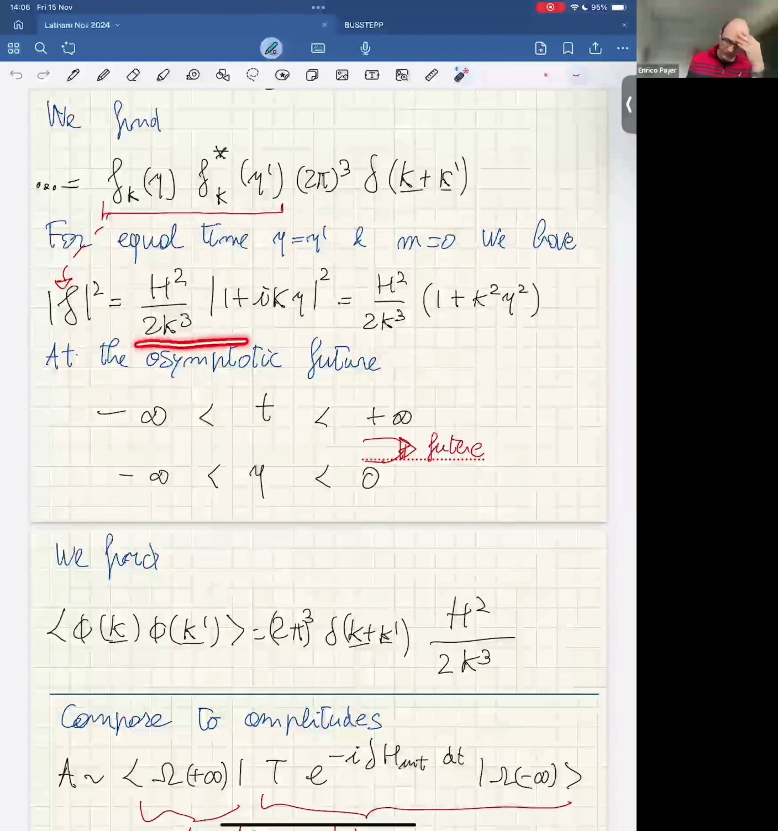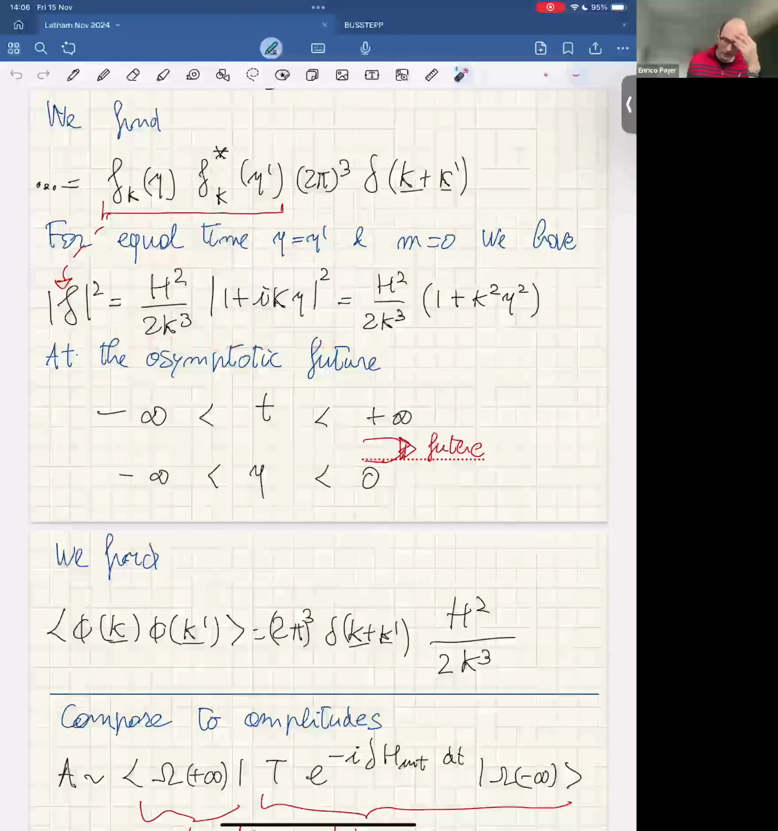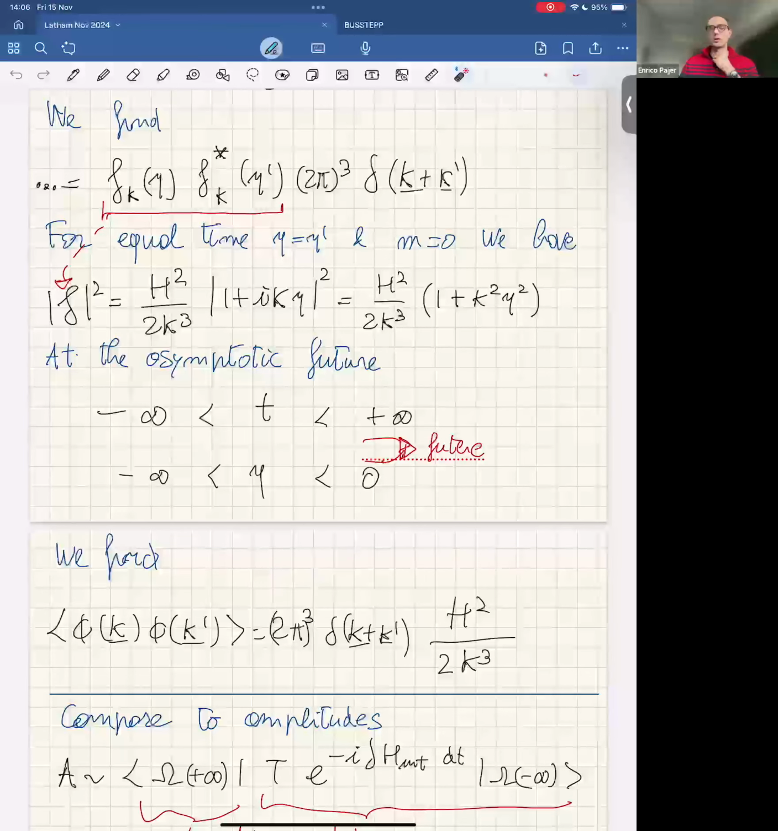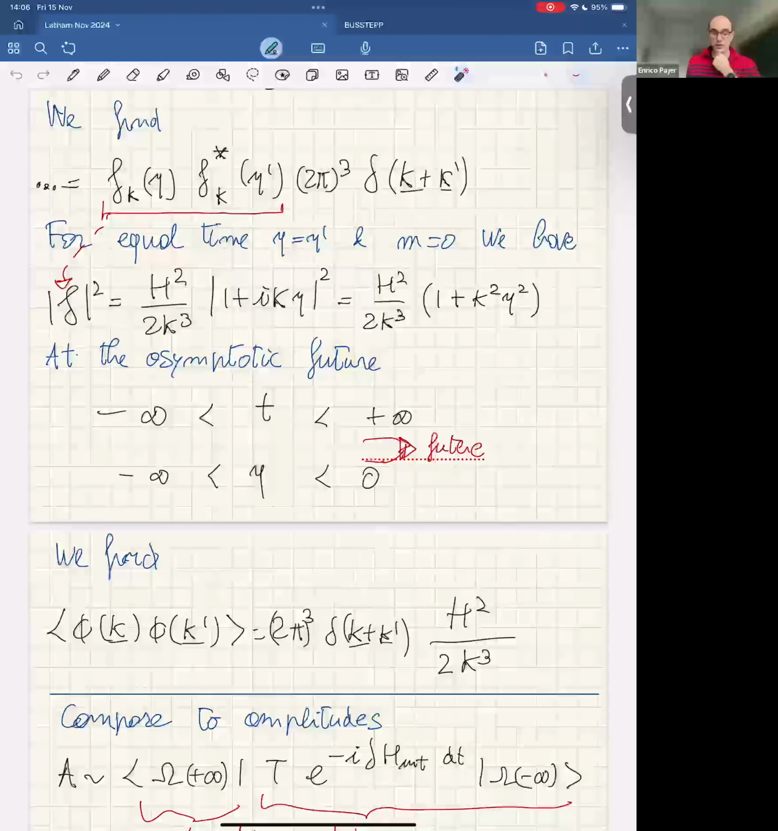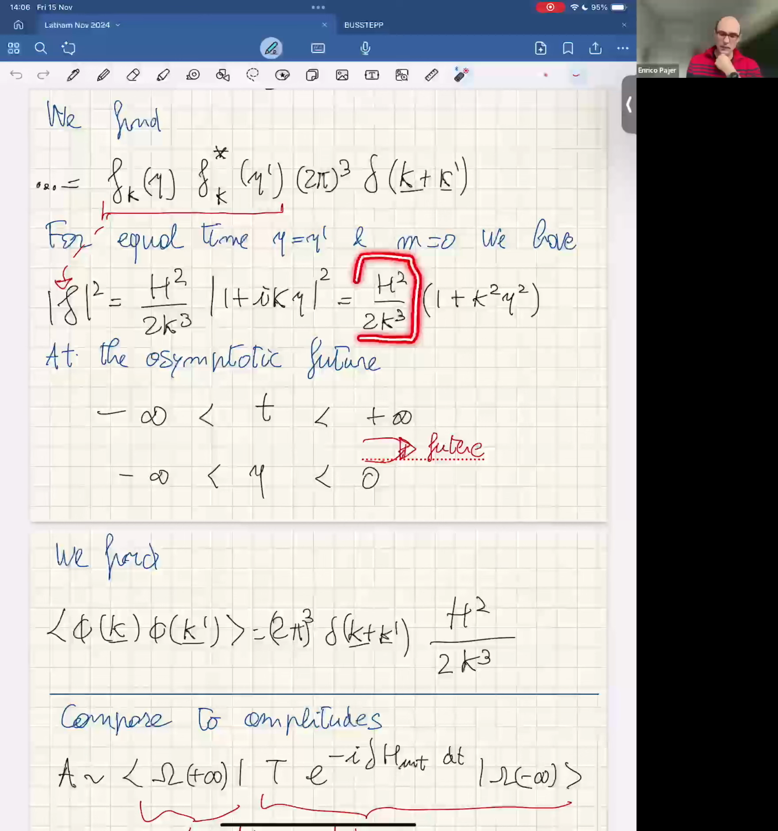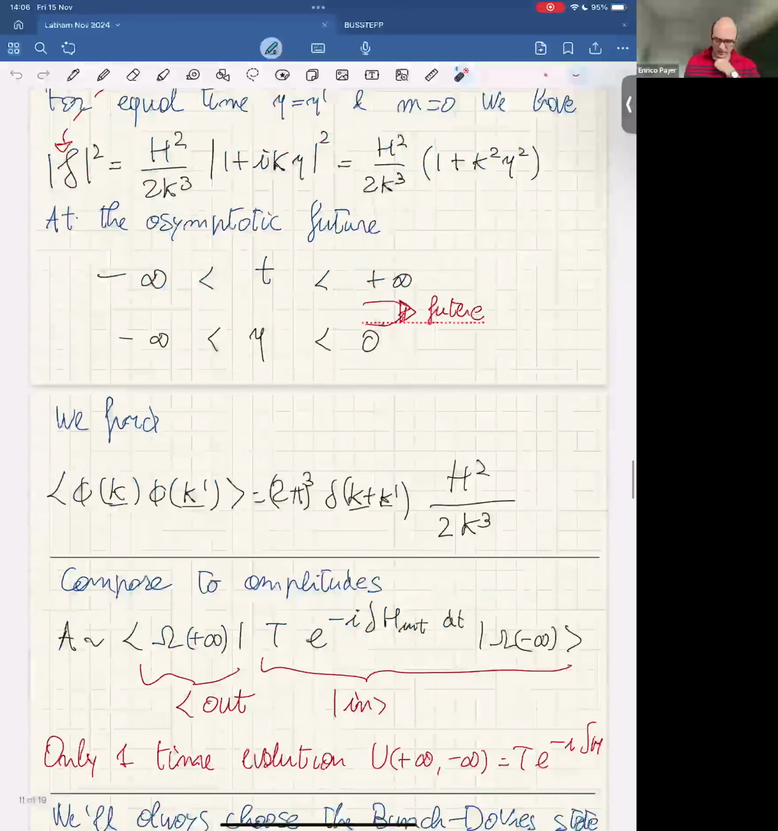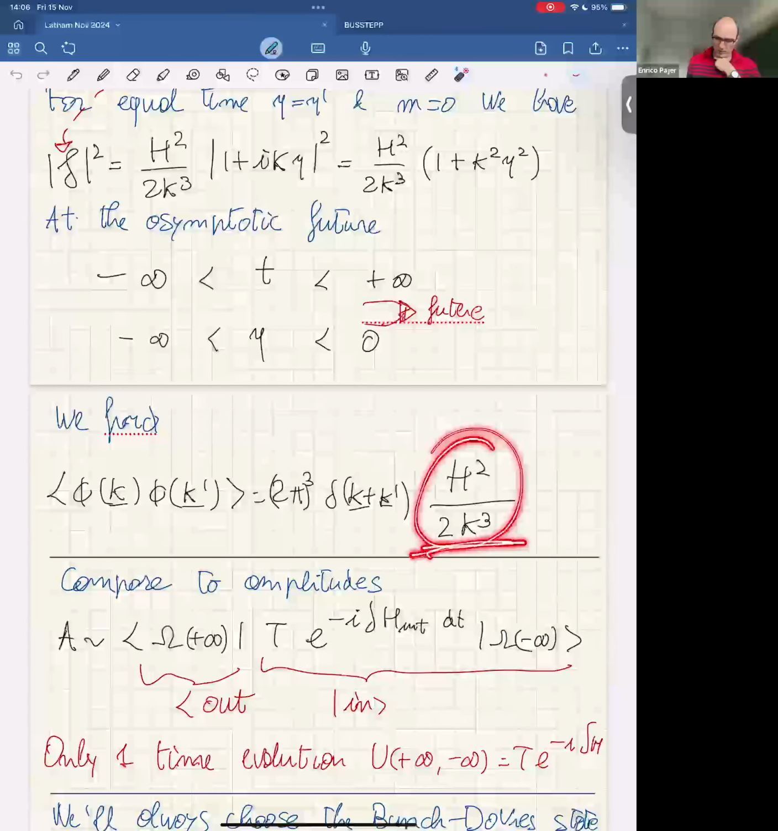And for a massless field, we found this formula, and we said that what we actually get to measure is the correlation functions at late times. And at late times, they are just a constant divided by k cubed. That's a very characteristic result. I didn't comment on it last time.